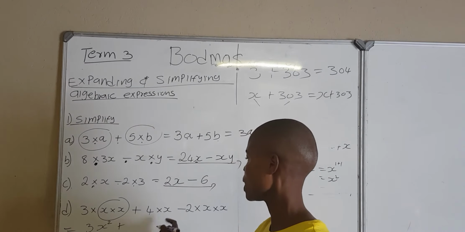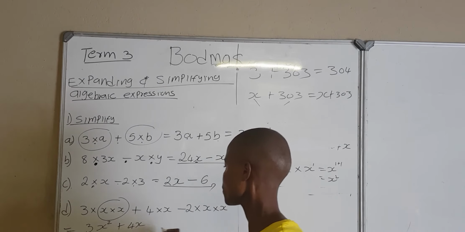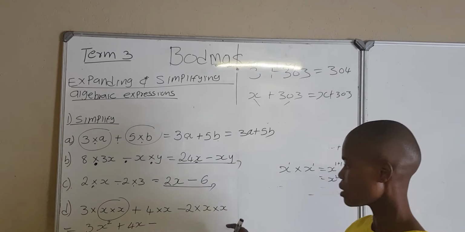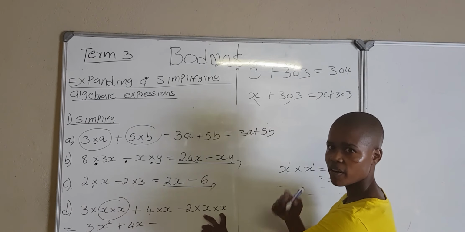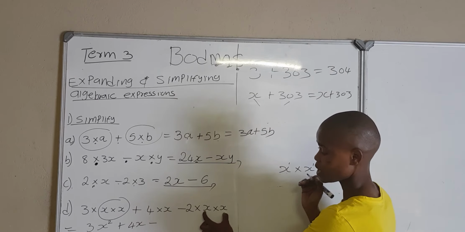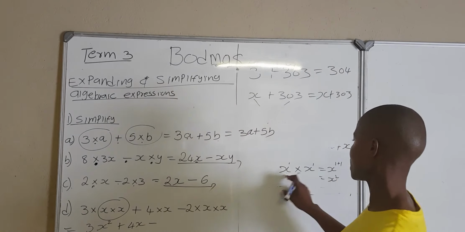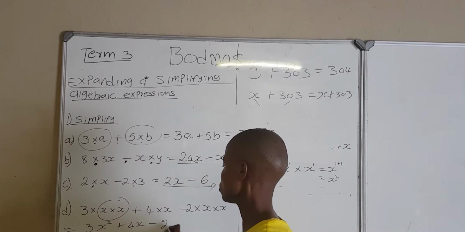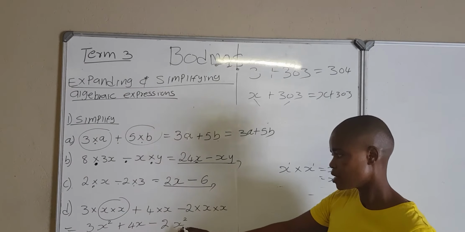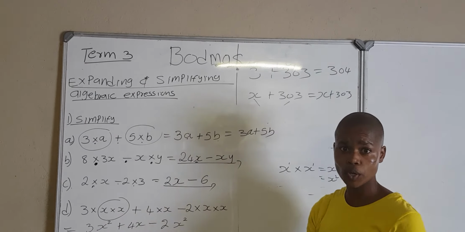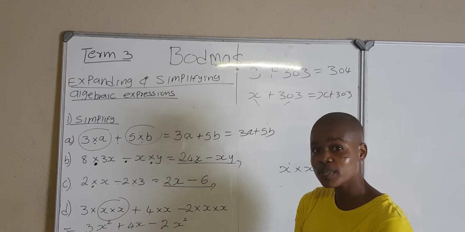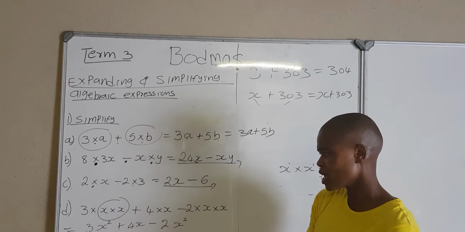Plus 4 multiplied by x, it's 4x. Minus 2 multiplied by x multiplied by x. Remember, when variables multiply, you add their exponents, particularly when the variables are the same. So x times x is x squared. So it's going to be 2x squared. Now we are here. This is our second step. We are going to check, do we have like terms? If we have like terms, can we group them? Yes, we can group them.